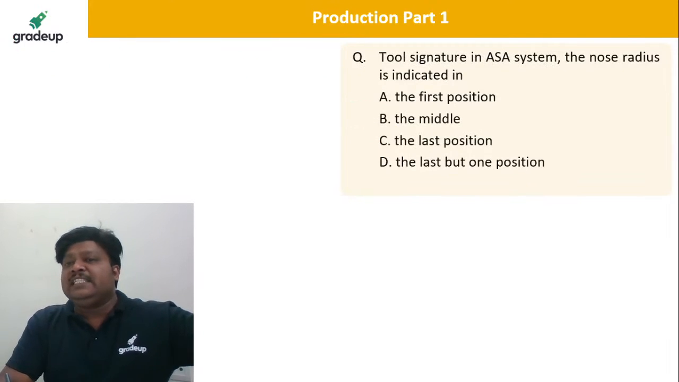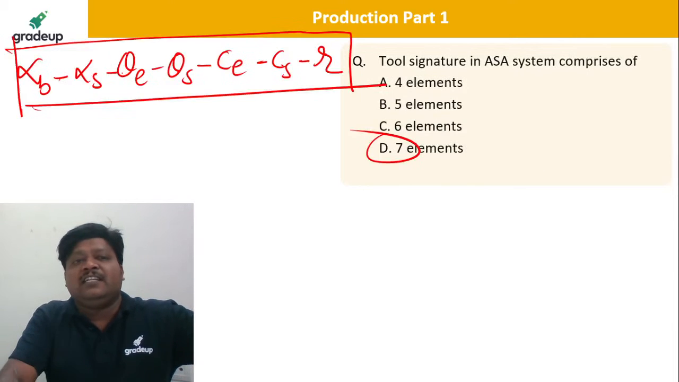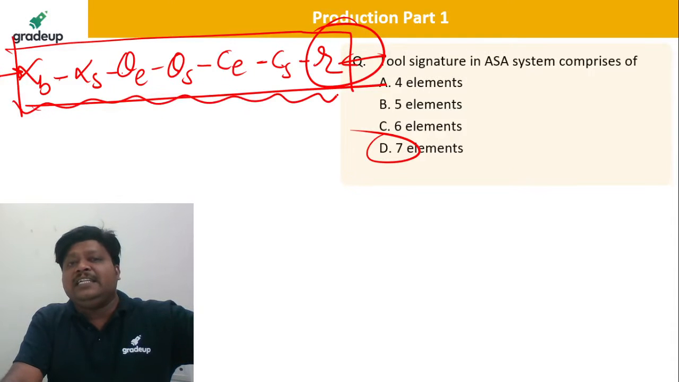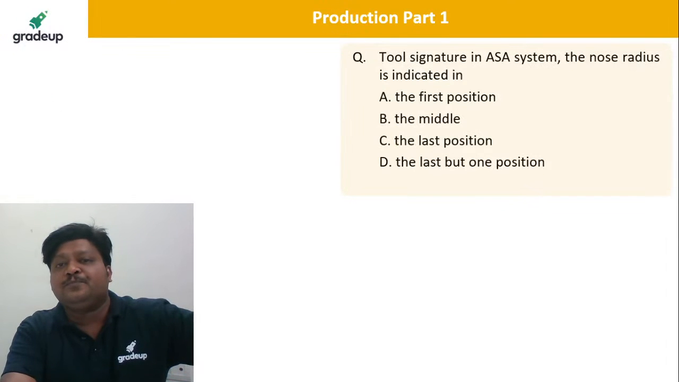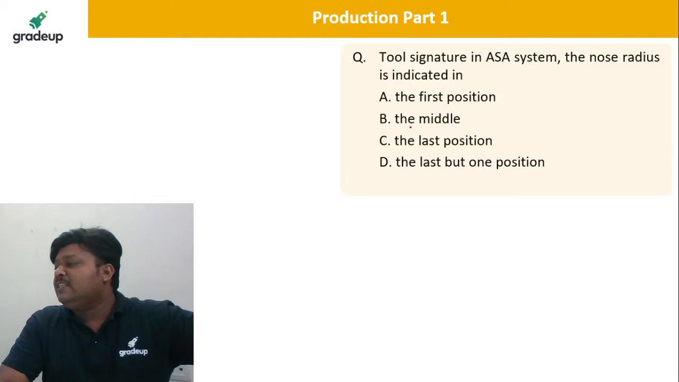In the tool signature in the ASA system, the nose radius is indicated in... See here, the nose radius is indicated at the end. This is the starting position, this is the ending position. At the last is the nose radius; all these angles are in degrees, and the nose radius, the linear dimension, is in millimeters. The nose radius is at the last position, dear students. Very good. Bhupesh, very nice. Kiran, very good. Kuldeep, very good.